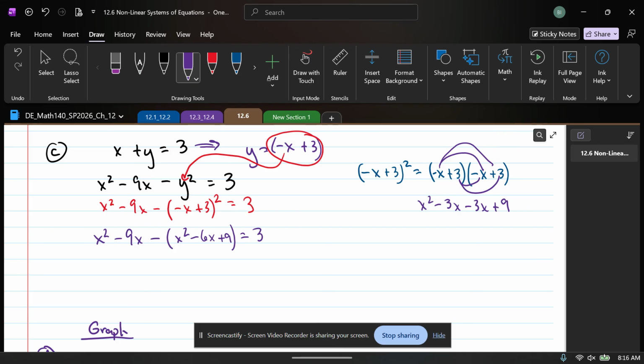Notice that I put what that binomial squared was in parentheses because this minus sign goes to all of that. Okay. So if I distribute that minus sign, I'm going to have x squared minus 9x minus x squared plus 6x minus 9.